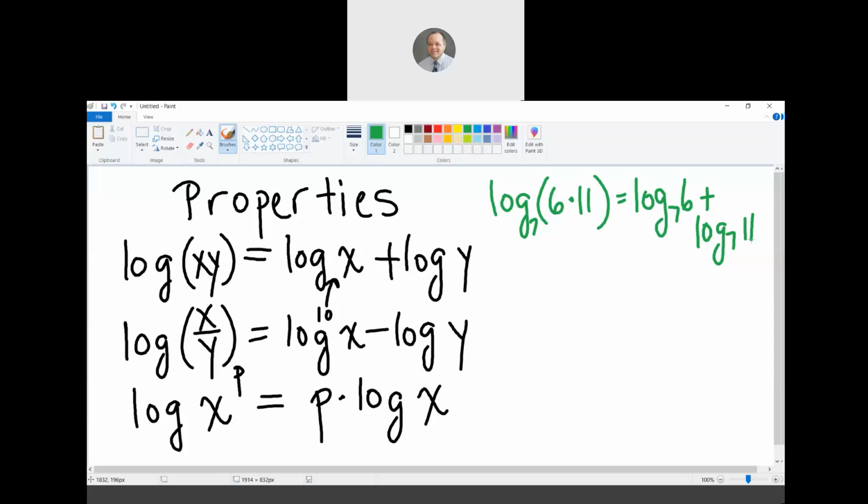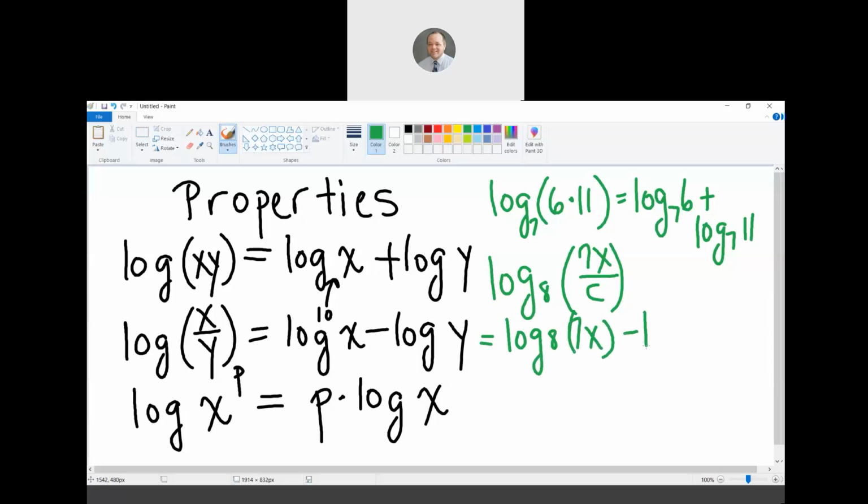Let's look at this problem. We have log base 8. This is a fraction, 7x all over c as in cat. Use the quotient rule first to expand this log out. So that would be log base 8 of 7 times x minus log base 8 of c.